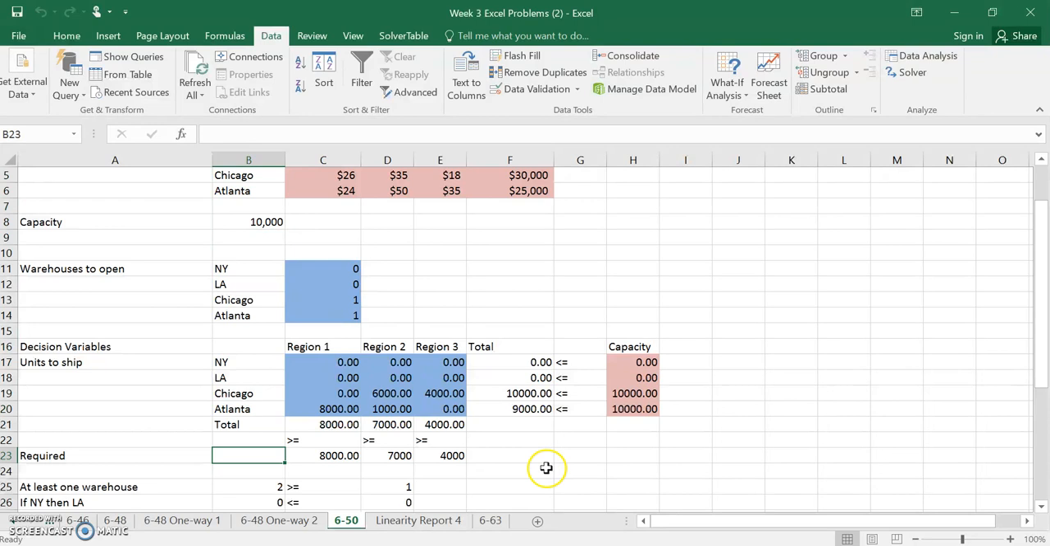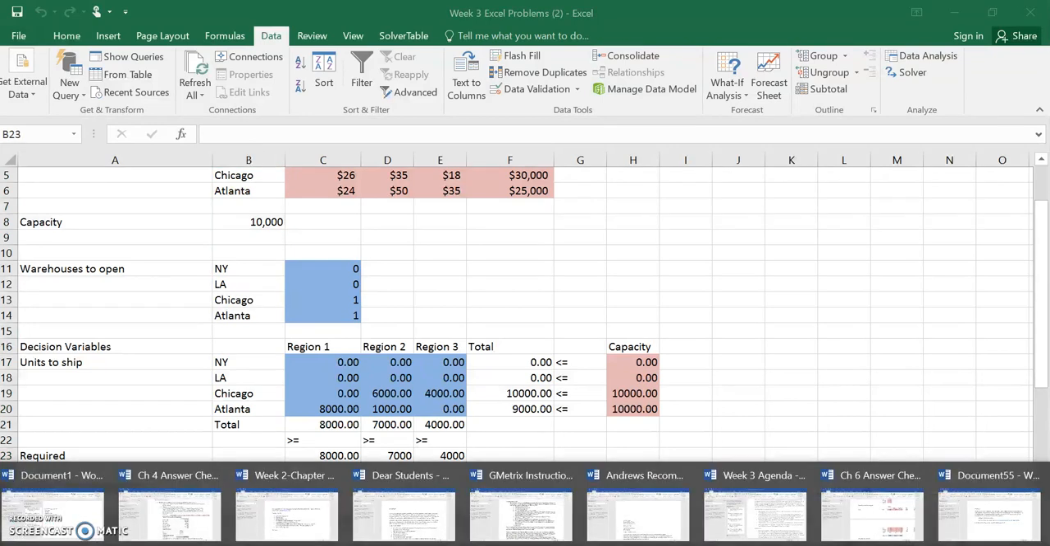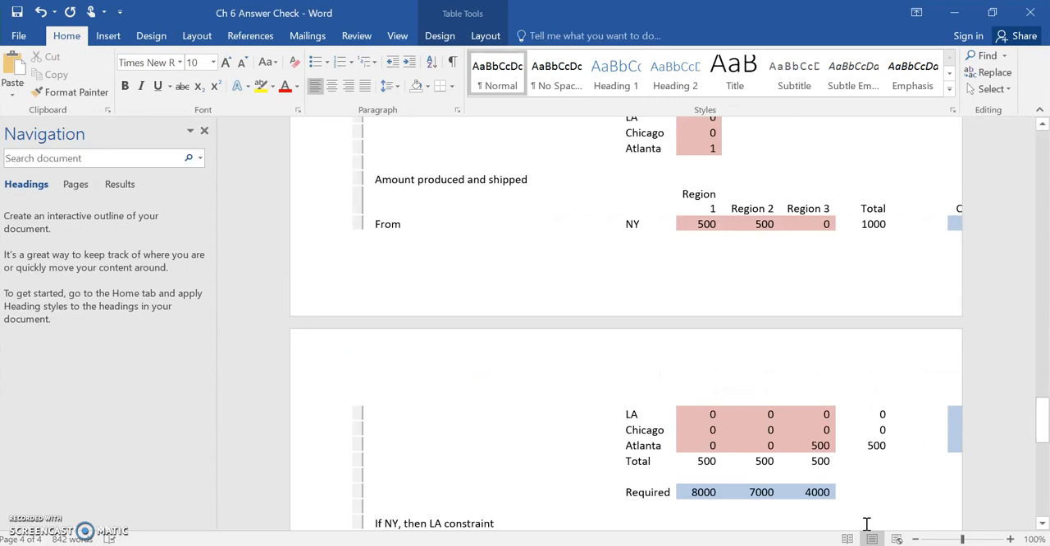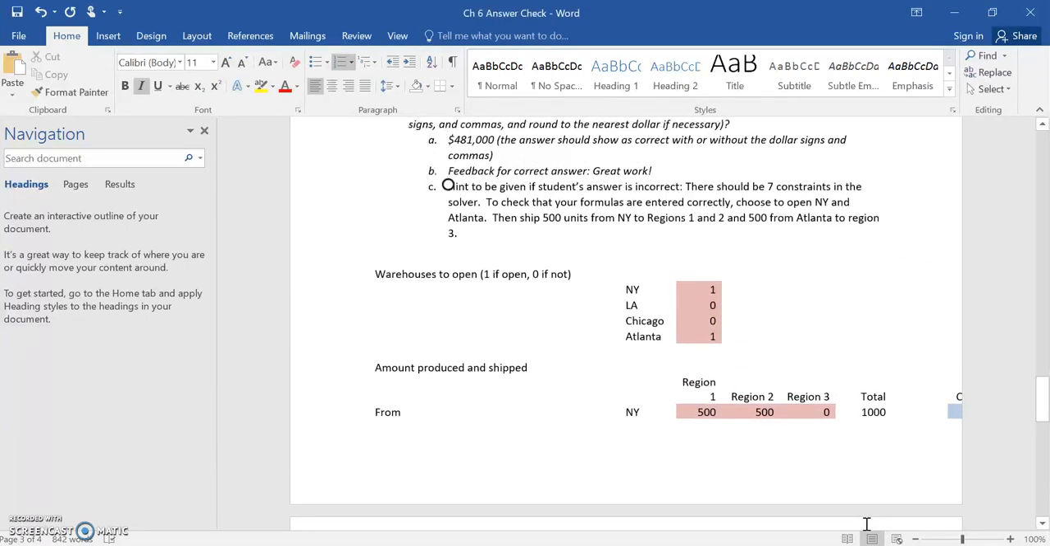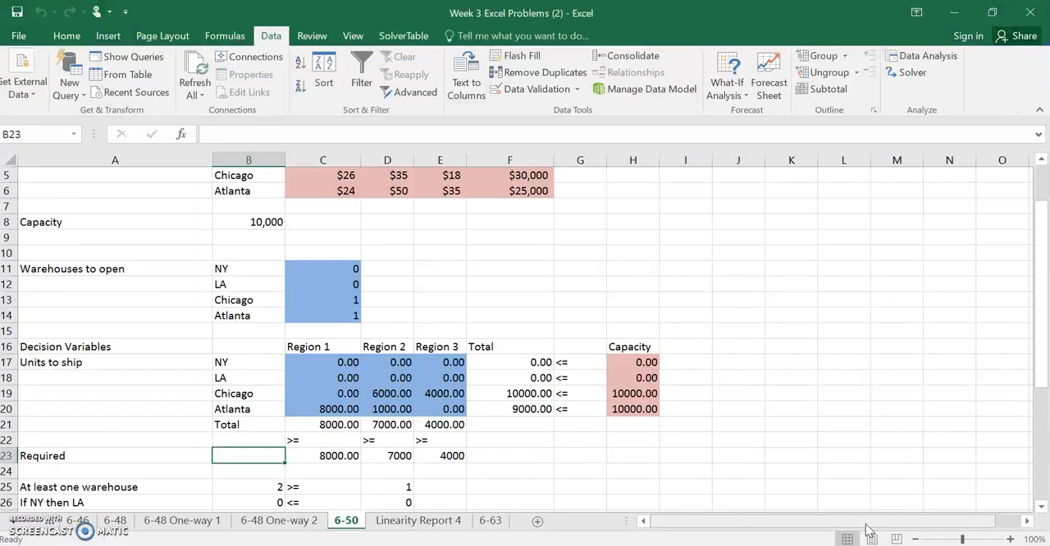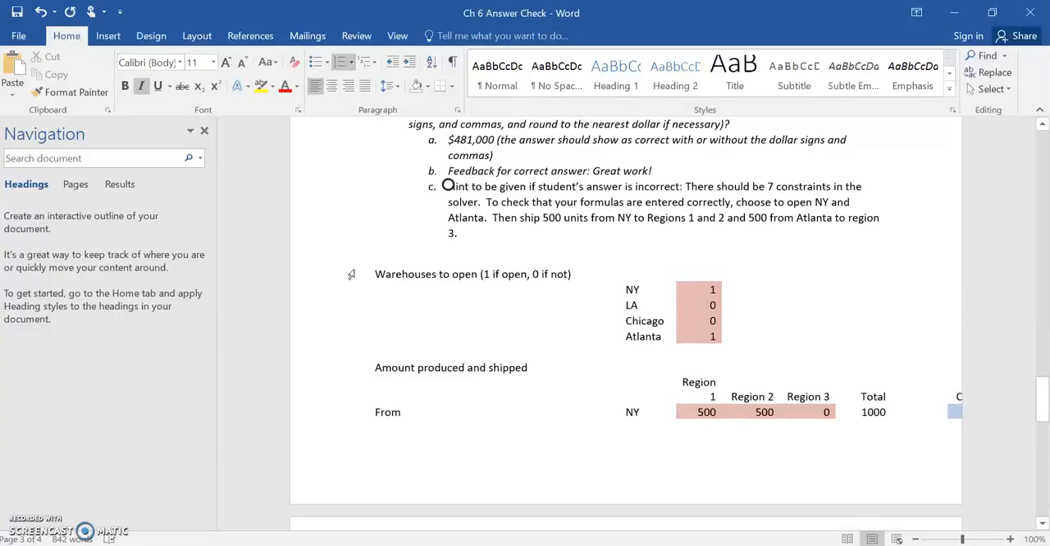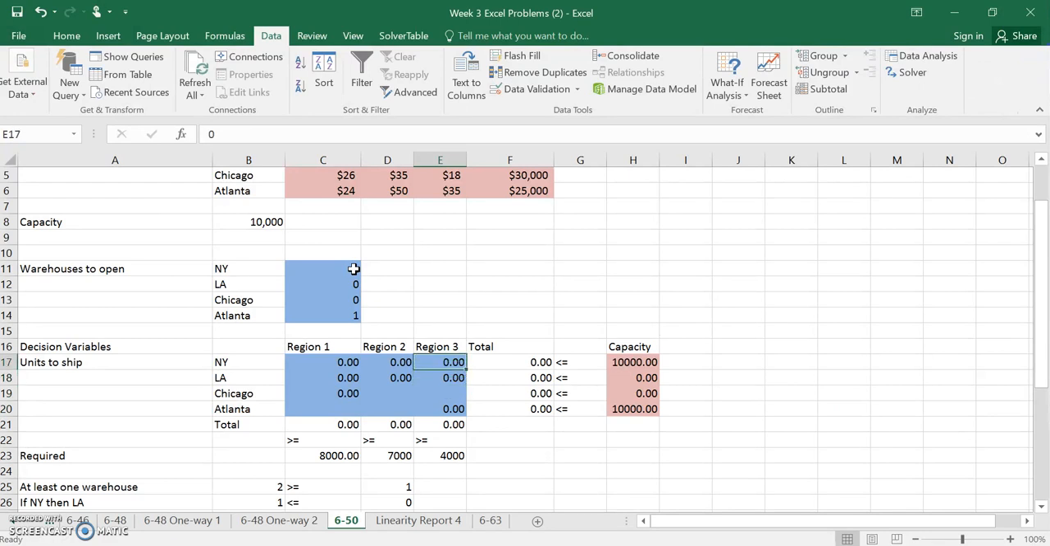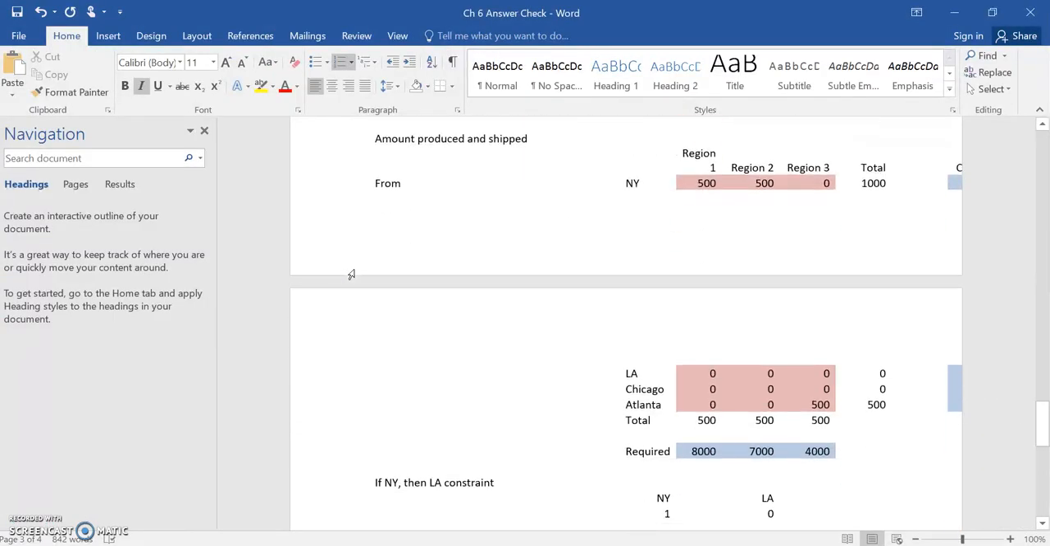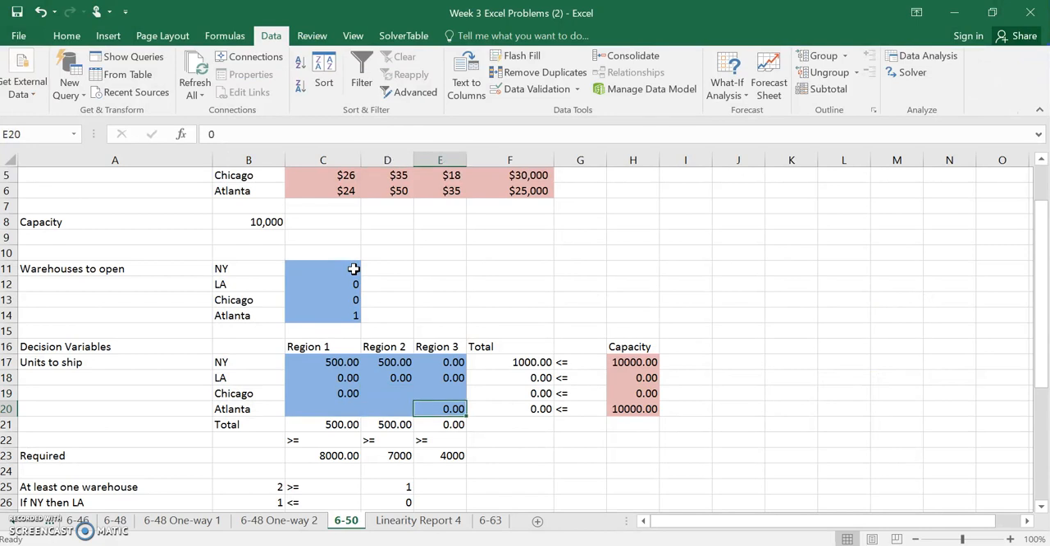All right. So let's go over to our answer check, and let's put in the numbers that we were supposed to from answer check. So according to answer check, we should open New York and Atlanta. And again, remember, answer check is not giving you the optimal solution. It's just giving you a quick and easy way to check and see if your formulas are in correctly. All right, so then we're going to ship 500 here, 500 here, and 500 from Atlanta to region 3. Okay.